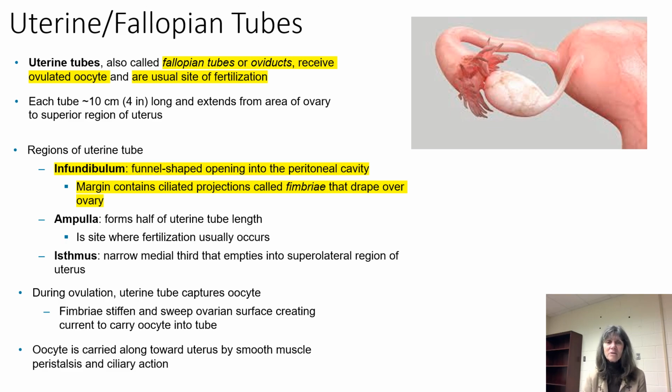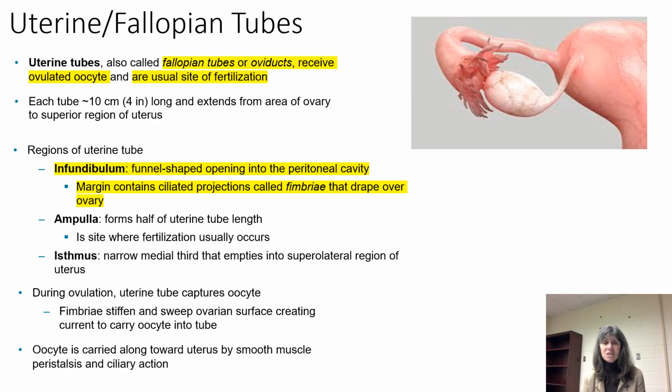There is the infundibulum, which is that funnel-shaped opening where the fimbriae are located. There's also an ampulla, which is an enlargement of the uterine tube, which makes about half of the length of the tube. And it's within the ampulla that fertilization usually occurs. There's also a narrow medial third that goes in towards the uterus that's called the isthmus, and that isthmus is going to empty into that superolateral region of the uterus.